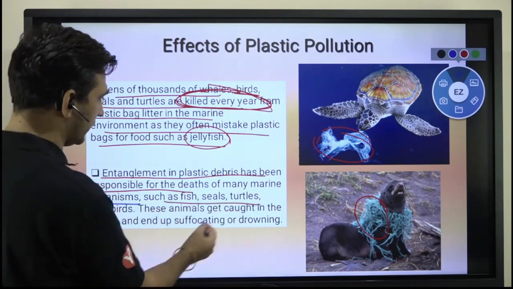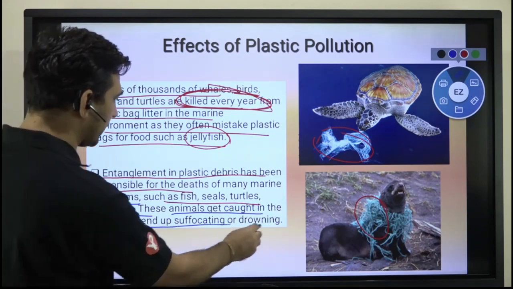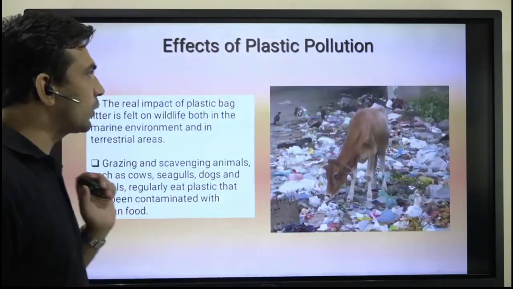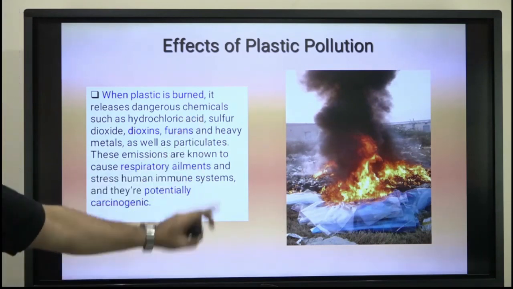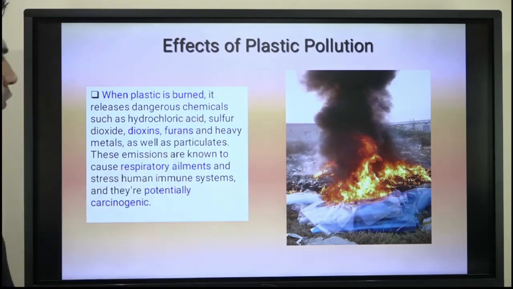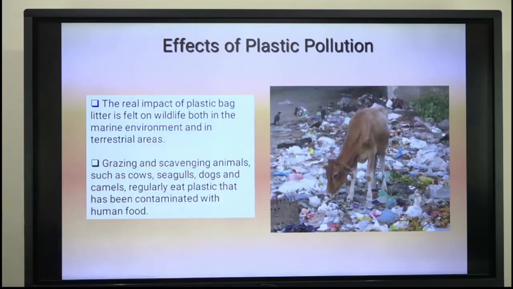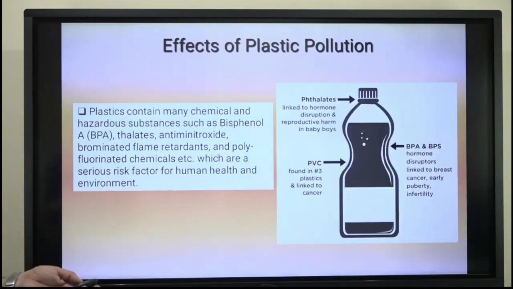Organisms such as fish, seals, turtles and birds get caught in the debris and end up suffocated or drowning, right? So this is another impact. Burning will also take place. You know the environmental pollution that is generated, human health may be impacted. Then when it goes into the open, you have animals, terrestrial as well as aquatic animals, and they are also going to be impacted because of this, right?